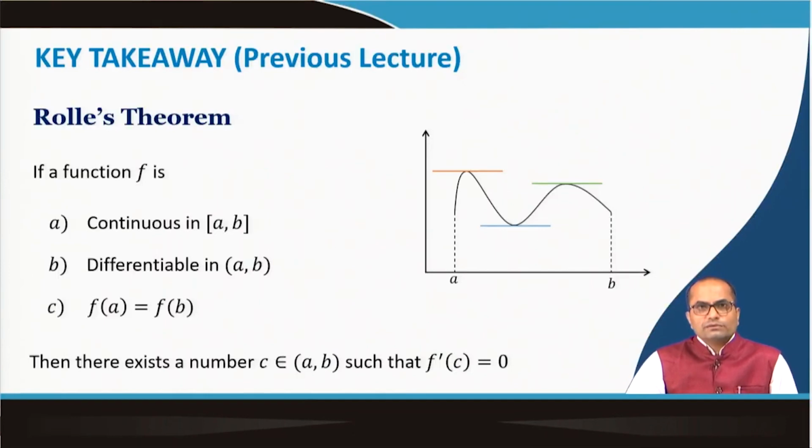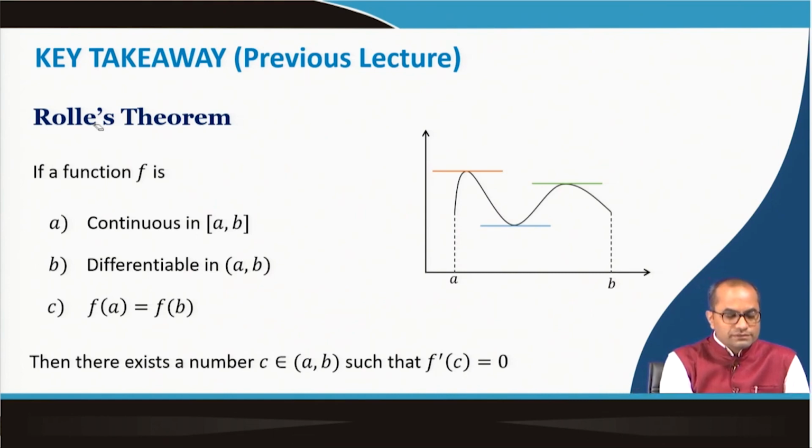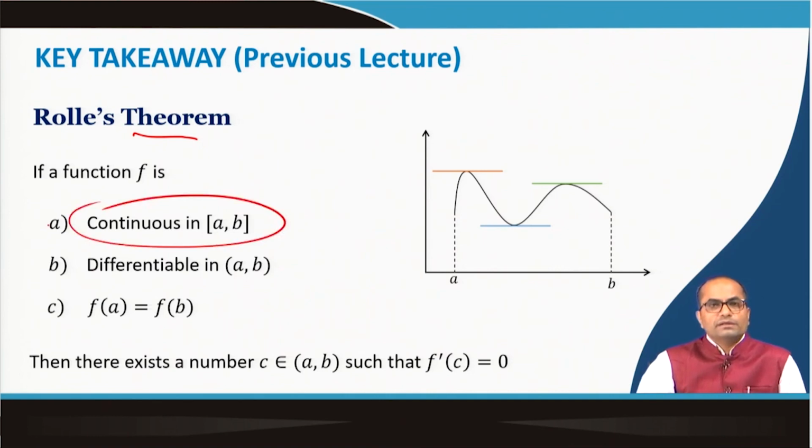So in the previous lecture, what we have seen, the Rolle's theorem, which says that if a function f is continuous in the closed interval [a, b], differentiable in the open interval (a, b), and the function values at a and b, these 2 points, are equal, then there exists a number c in the open interval (a, b) where the function derivative vanishes. So here we will go with the further extension to this Rolle's theorem, and the first theorem which we will see here, that is the Lagrange mean value theorem.